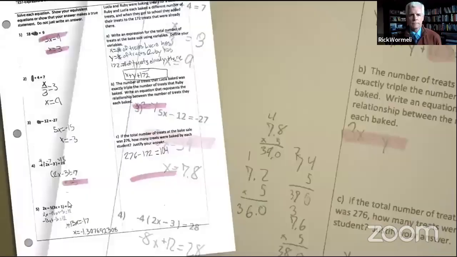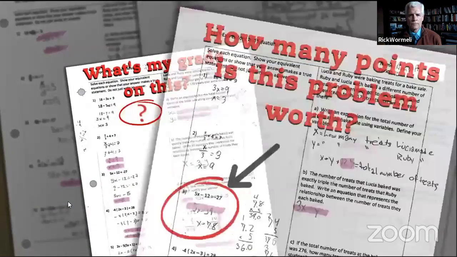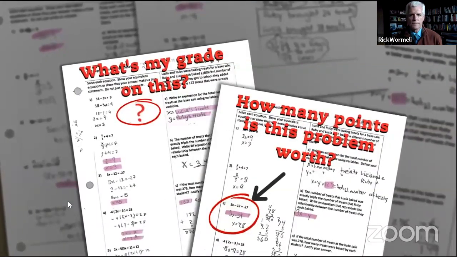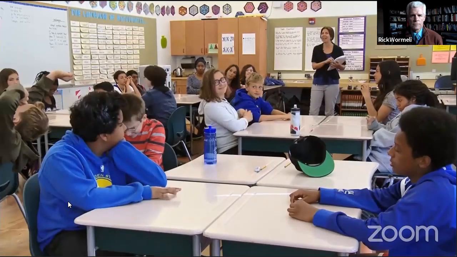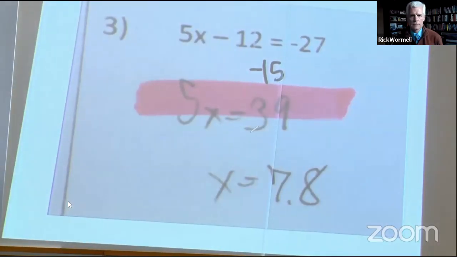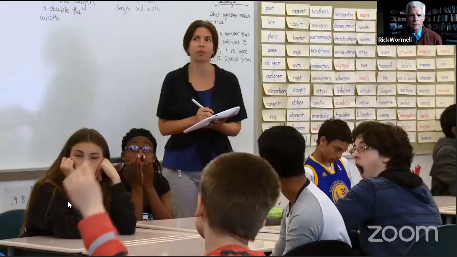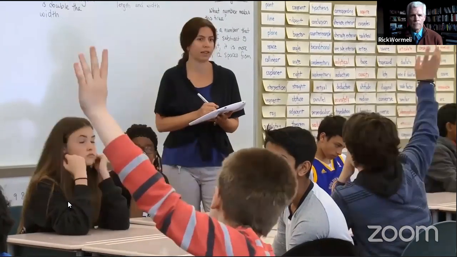When I first did this, the number one question I would get every time I passed back a test is, what's my grade on this? How many points is this problem worth? And I had to do a lot of, remember, your grade in seventh grade isn't nearly as important as how much math you learn. So that took a lot of reframing for them. And at this point, very few kids will ask me their grade, and most of the questions that I get are about the math.